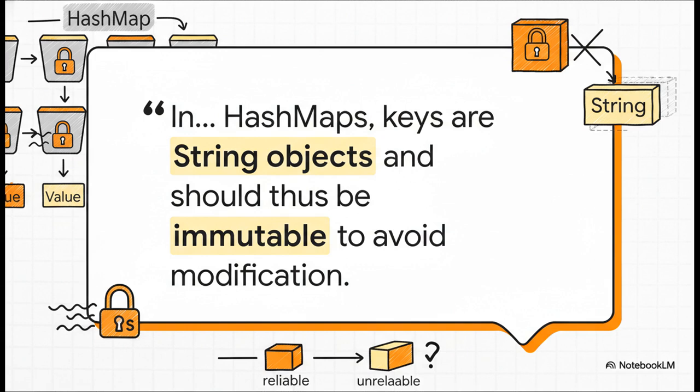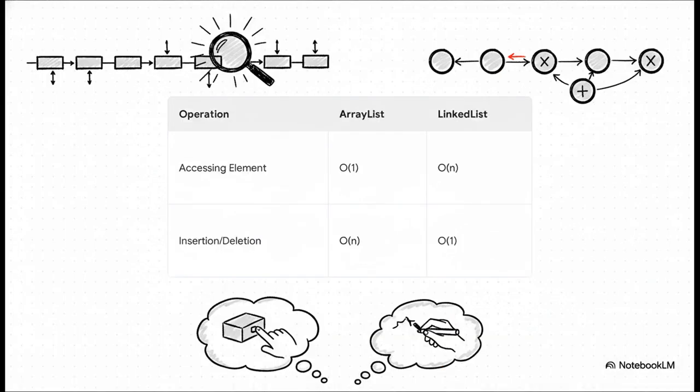If the key could change after you've put it in the map, you might never find your data again. It'd be like your house key changing its shape every time you used it. Immutability guarantees things stay put. And here's another classic trade-off.